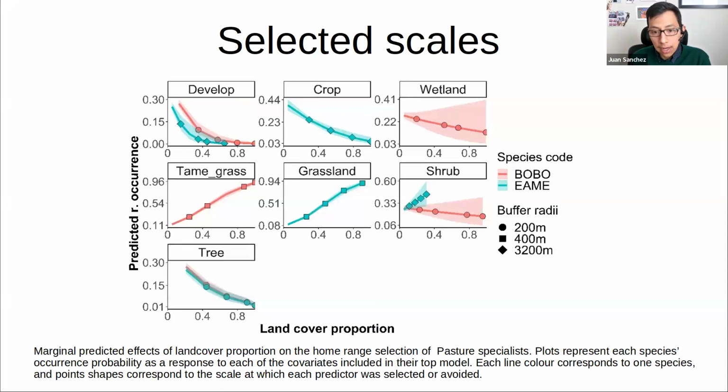In this case, for landscapes that have at least a radius of 400 meters, a selection for shrubs at larger scales could be associated with their preference for some open areas with shrubs and trees where they can perch, explore, and establish their territory. So as you can see, it is possible to associate differences in the scale at which a species interacts with an environmental variable, in this case land cover, and see links between their behavior and how they perceive it.